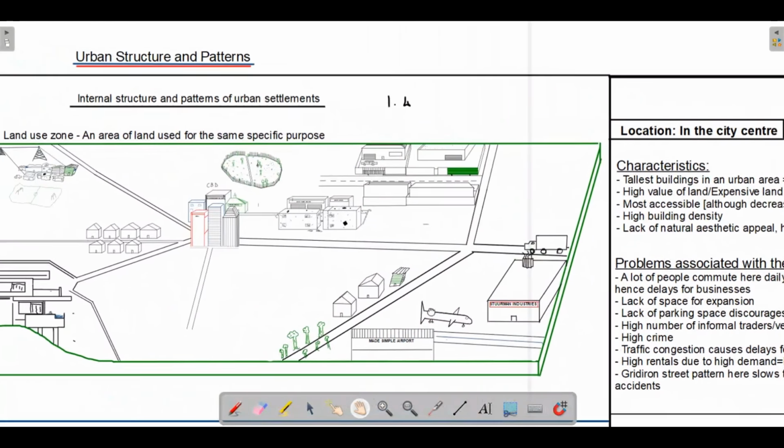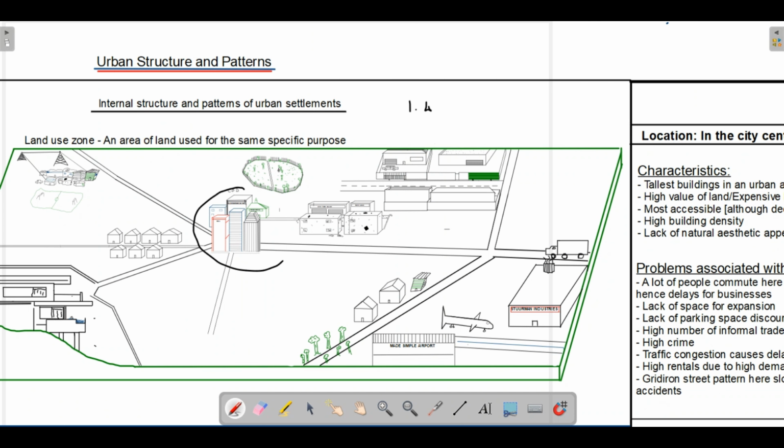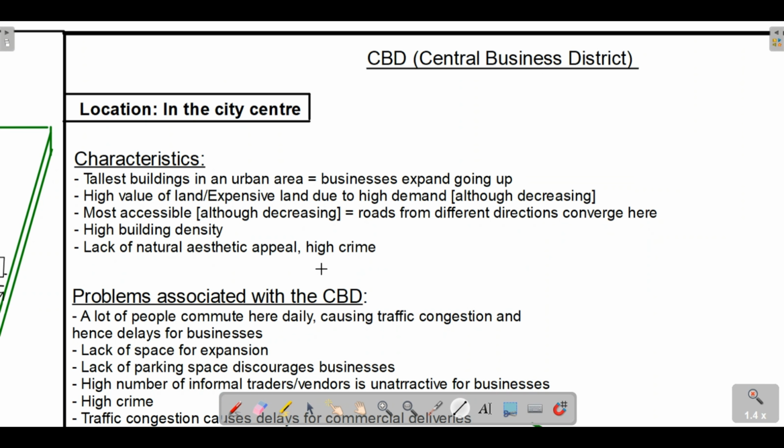So as you can see, guys, this is the CBD right in the center, right over here. You have this road moving into the CBD. You have that road moving into the CBD. You have this road moving into the CBD. You have that road moving into the CBD, so on and so on. So as you can see, guys, a lot of roads converge here. So it is very accessible. So that's what we meant there by it is the most accessible, right? So that is one of the very important characteristics of the CBD. It's most accessible.